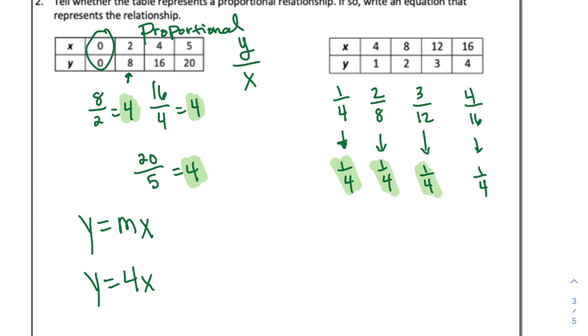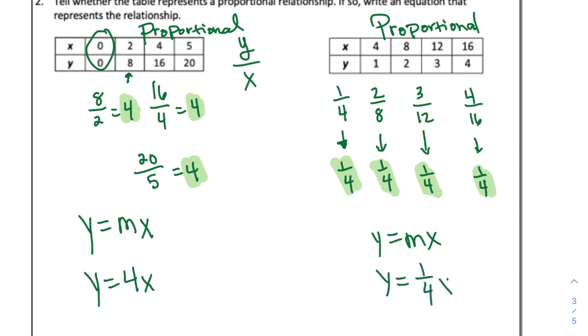Which means we do in fact have a proportional relationship, and we know what our slope is. So we can first write that these are proportional. And we know that y equals mx, our m is 1/4, so y equals 1/4 x.